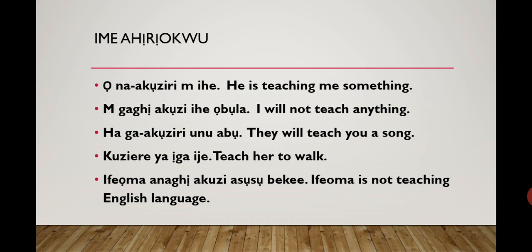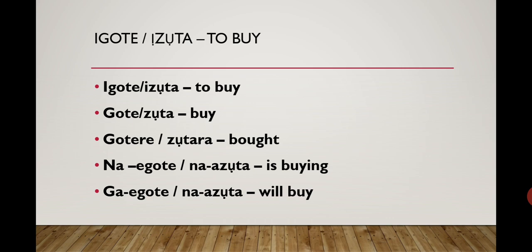So you practice this. Choose your own subject. Use any of the conjugated forms of the verb to teach, and choose anything that you can teach or you want to be taught, and make your own sentences. That's how to learn Igbo. Practice, practice, and practice. Now the next one is igote or izụta.